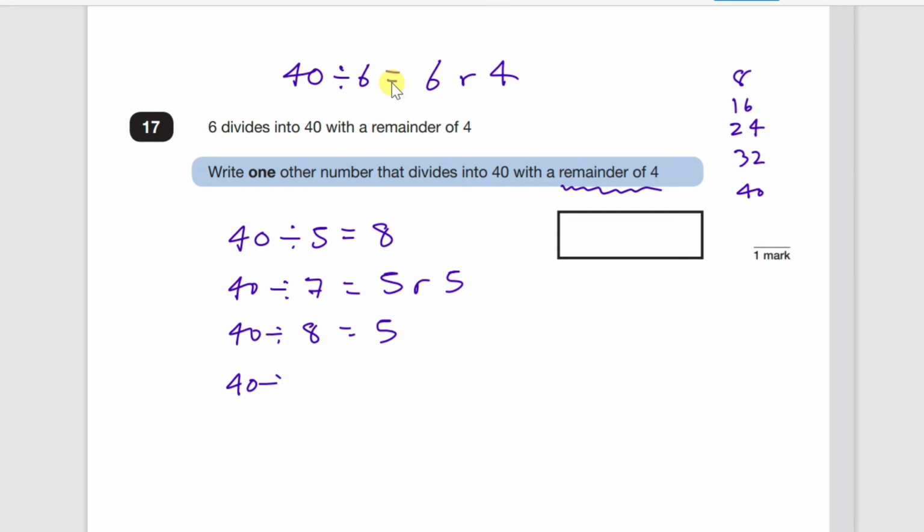Next one, 40 divided by 9. What does this one give us here? Well, 40 divided by 9, you can do up to 36. So it gives us 4, remainder 4. And that's the answer. So the other number they're talking about is 9. If you divide a number by 9, you get another remainder of 4.